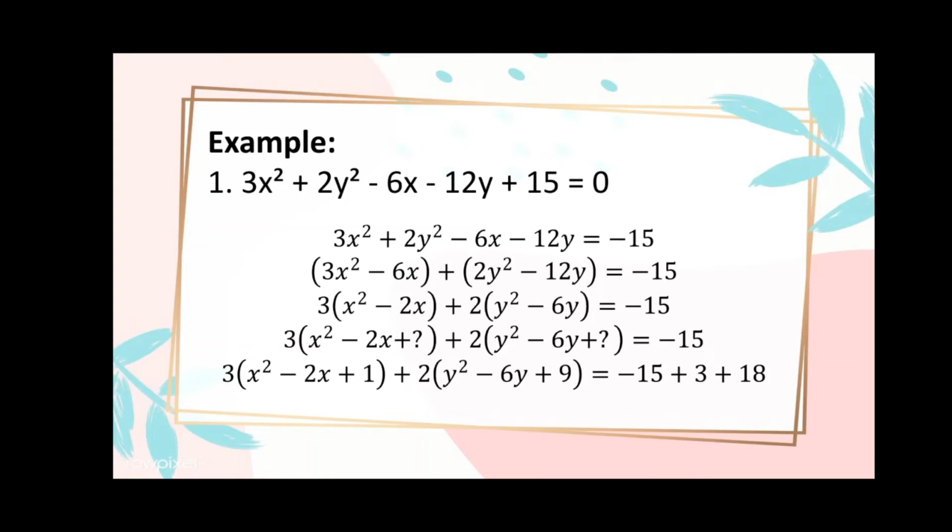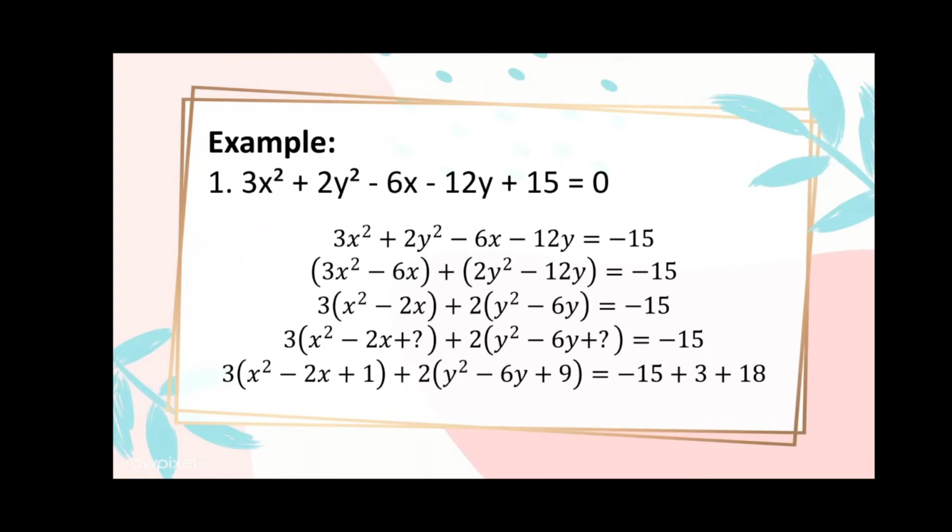But as you can see on the given, we add 3 and 18. Why not 1 and 9? That is because we simply need to multiply 1 by 3 and 9 by 2. So 3 times 1 is equal to 3 and 2 times 9 is equal to 18. That's why we add 3 and 18 on the right side of the equation.